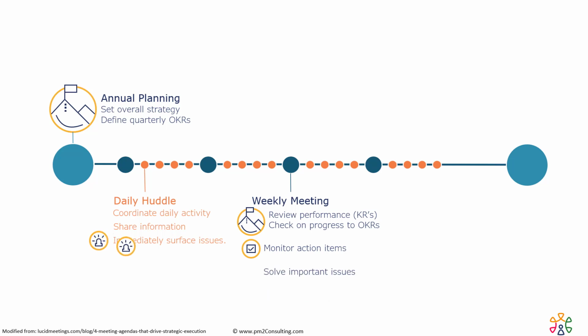We also need to solve those important issues that we identified in the daily huddle. So those get punted up to a weekly meeting and they get solved if they can. If not, then they get escalated as to what we'll call a big decision. Again, that happens every single week. And again, the daily, weekly tend to vary from organization to organization.